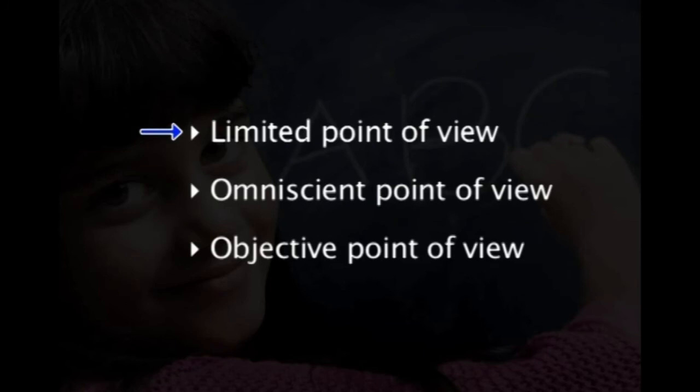The first one is the limited point of view. The second one is the omniscient point of view. And the third one is the objective point of view. In the limited third person point of view, the narration is confined to what is experienced or felt by a single character, or at most a limited number of characters in a story. Every character's feelings are not described.